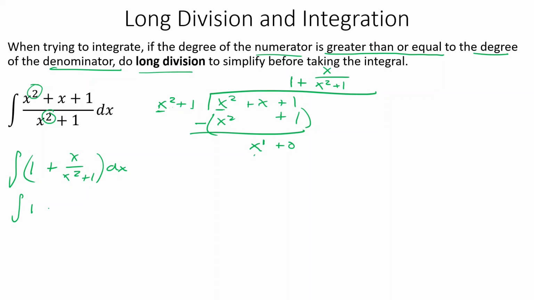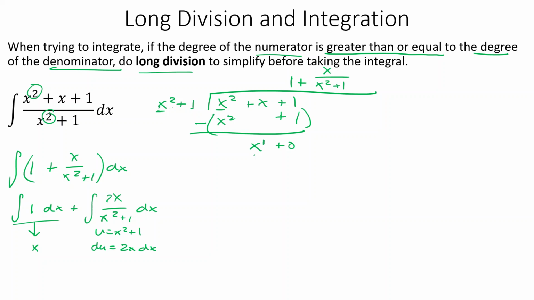The first one will be just 1 dx. The second one will be x over x squared plus 1 dx. This one's nice and simple. It just gives us x, or x plus c if we want. This one, we're going to do some substitution. So we're going to say u is the bottom. And most times when we do these long division ones, we do end up with some sort of natural log term using the u substitution. So du is 2x dx.